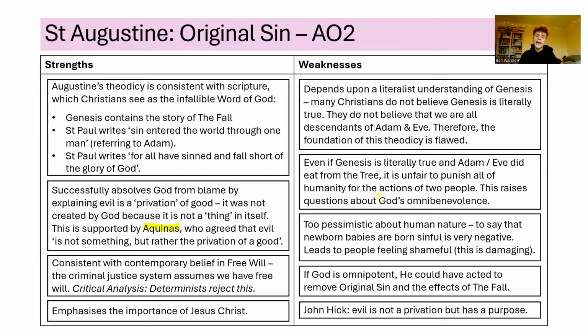So if we just take a step back here and we think about those strengths and those weaknesses, I wonder what judgment you're reaching at this moment. Do you think that the strengths of this theodicy are strong, or do you think that actually the weaknesses outweigh any of those strengths? So do you think at this moment in time, original sin can explain the problem of evil and it can defend God from the problem of evil? Or do you think actually the weaknesses show that this is a flawed and weak theodicy? So that is our first theodicy. It is St. Augustine's original sin defense.